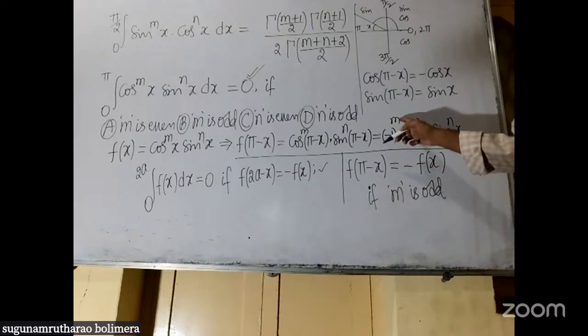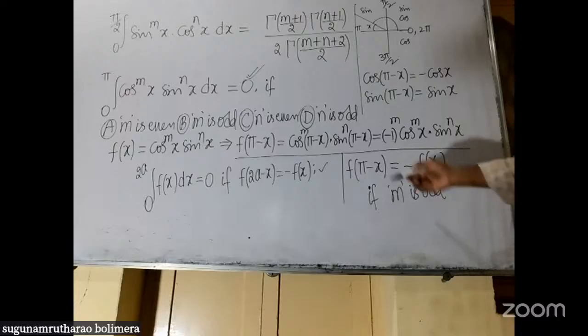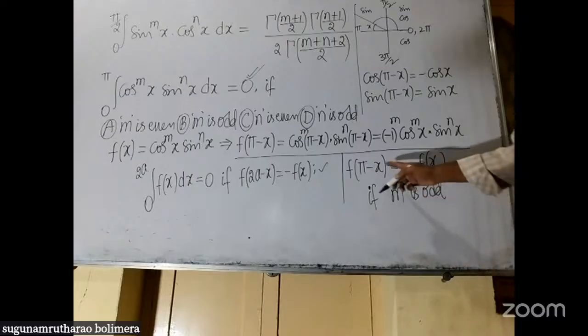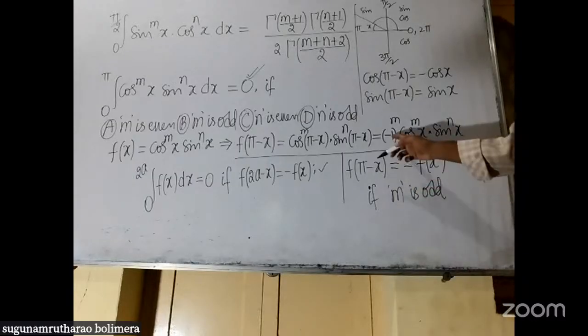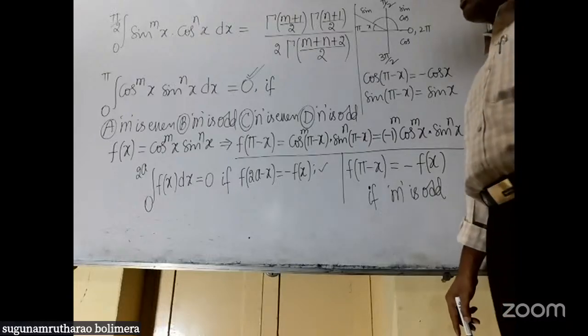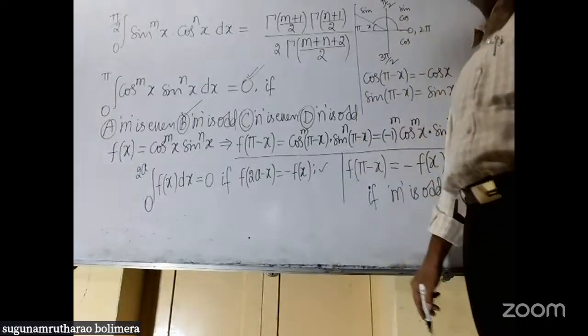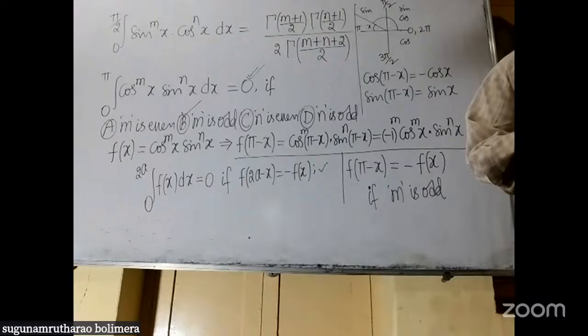If m is even, f of pi minus x will be f of x, then it won't be 0. So in order to say that it will be 0, f of pi minus x must be minus f of x. That minus f of x will come when m is odd. So the answer is m is odd. Is it clear?